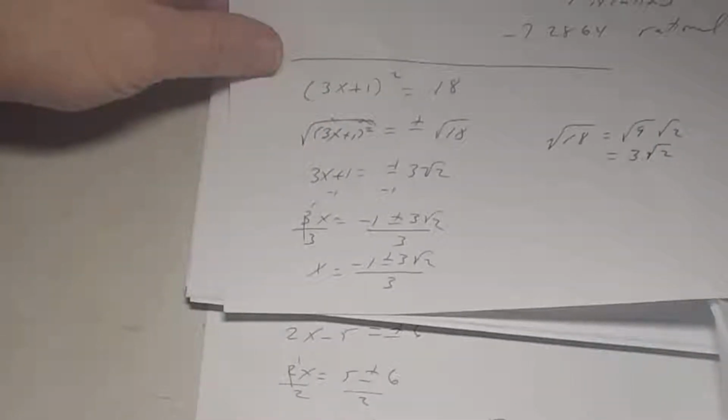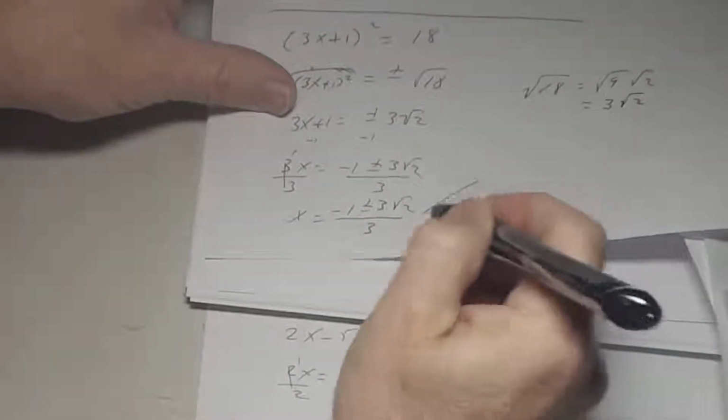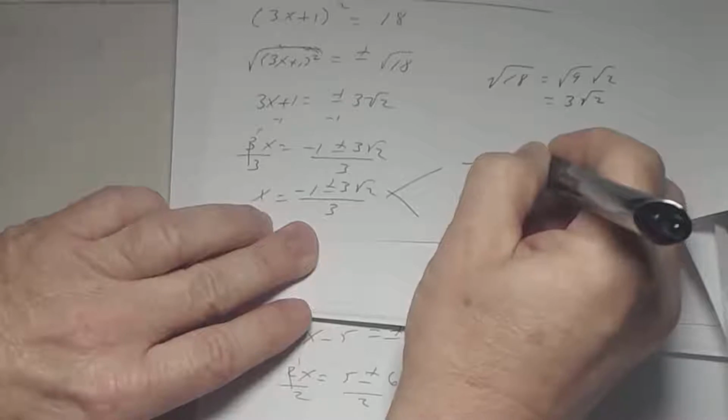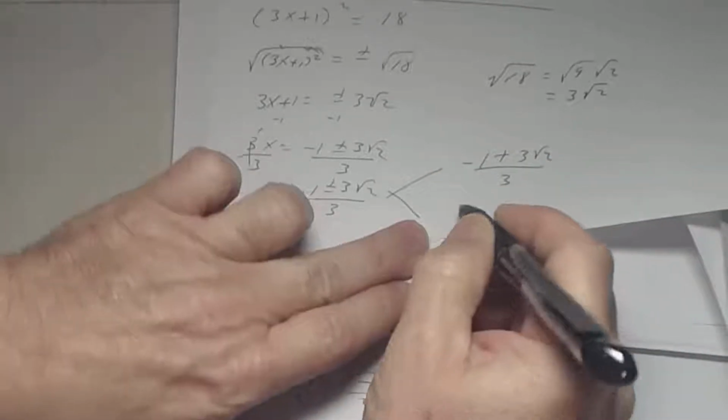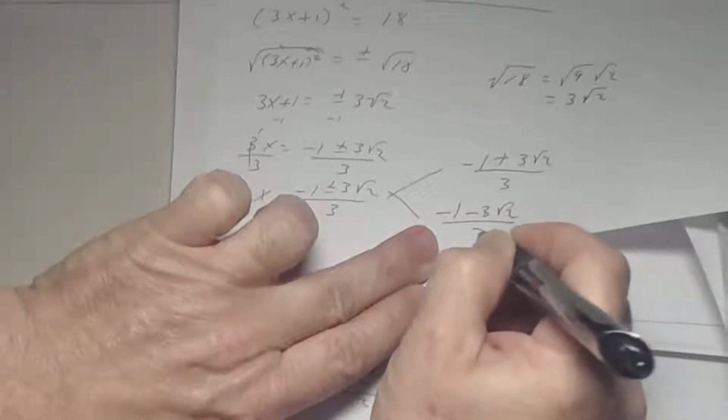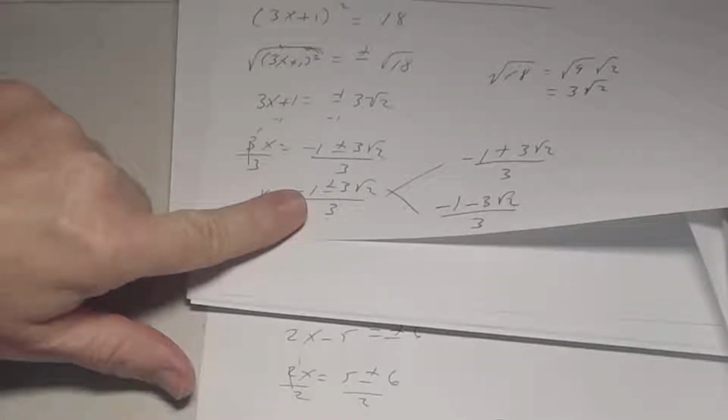Now, I want to say something. When you do my math lab, they're going to want this separated. Here's what I mean by that. You're going to say -1 plus 3 square root of 2 over 3, and then the other is -1 minus 3 square root of 2 over 3. So that's how it's going to look on my math lab. You can't leave it like this on my math lab. On the worksheet and on the test, you can write it like this, but in my math lab, you have to separate it. Okay?